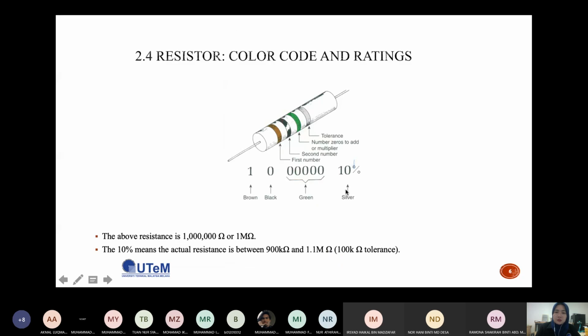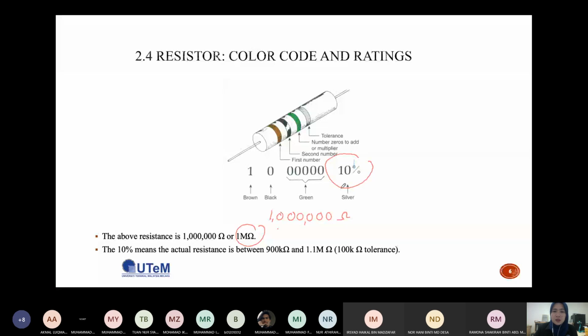So basically the value of the resistance is, just write this 1, 0, 0, 0, 0, 0, 0. This is actually 1 mega ohm. This is 1 mega ohm with a plus minus 10% tolerance.